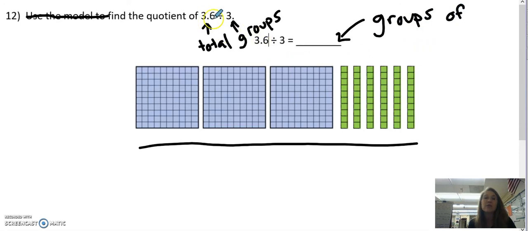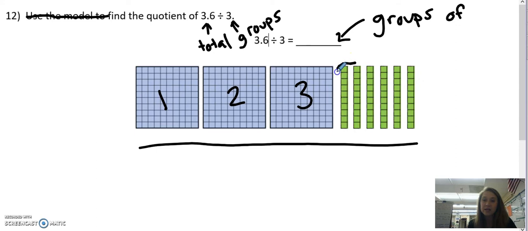So if I'm going to separate 3 wholes into 3 groups, well, I could put this into one group, and I could put this into another group, and I could put this into a third group. And now I've separated my wholes into 3 groups. I'm going to do the same thing with my tenths. There's 1, 2, 3, 4, 5, 6 of them.